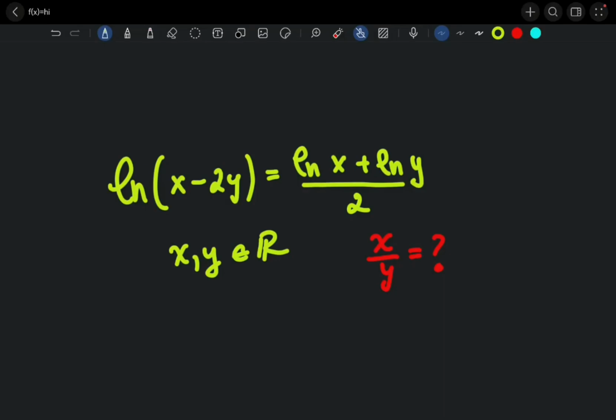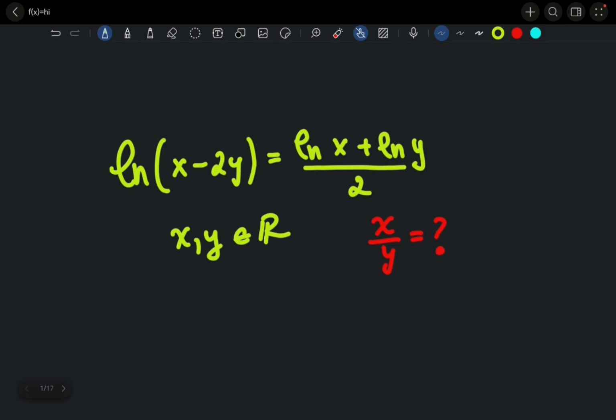Okay, back with another logarithmic equation. So we are given that the natural log of x minus 2y is equal to the natural log of x plus the natural log of y, all over 2. We know that x and y are both real numbers, and we are asked to find the value of x over y. How are we going to do that?